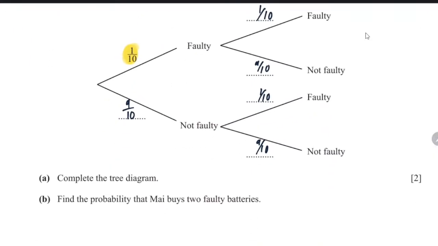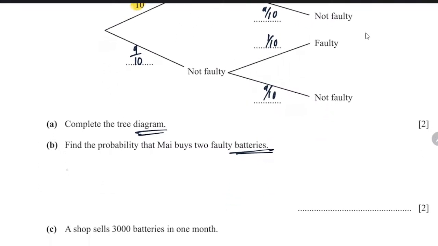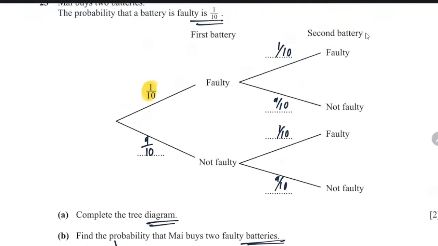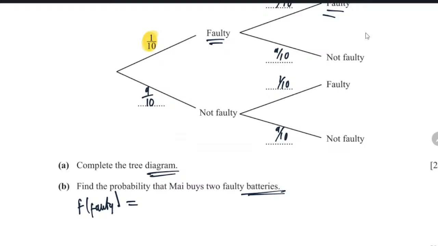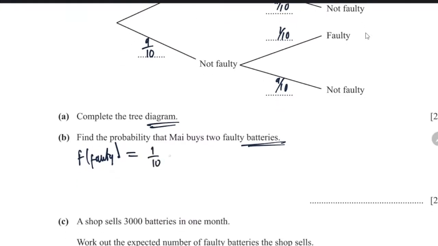Then now you can answer the question. Complete the tree diagram. We get 2 marks. Find the probability that Maya buys 2 faulty batteries. So it's going to be f of 40. So here what you put for 40, it is equal to 40 and 40. So it is 1 over 10 times 1 over 10.